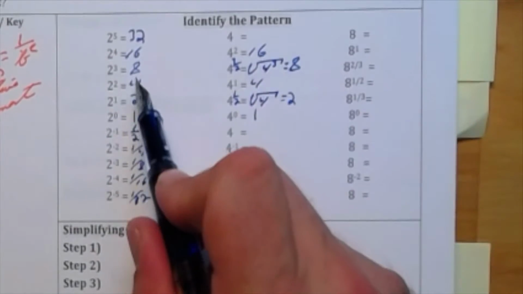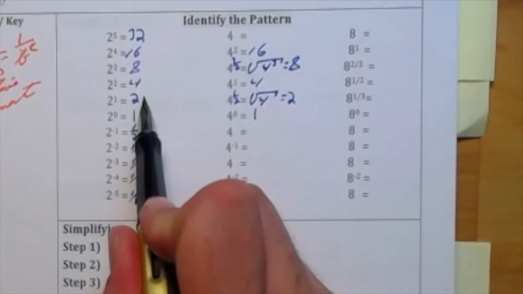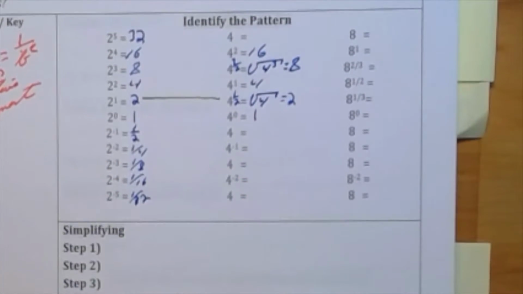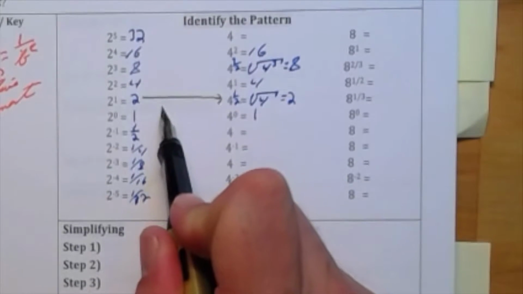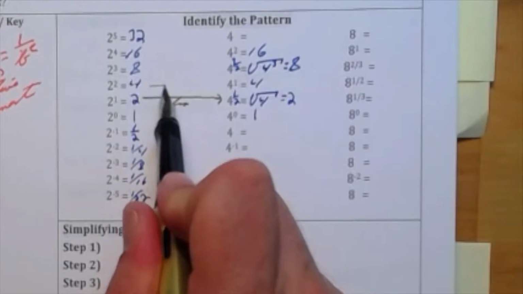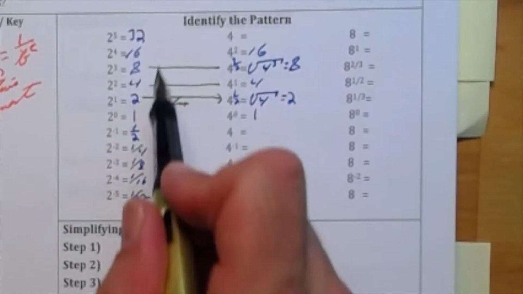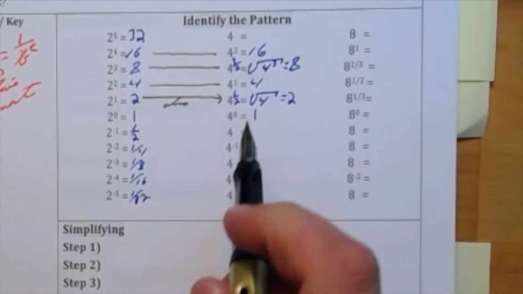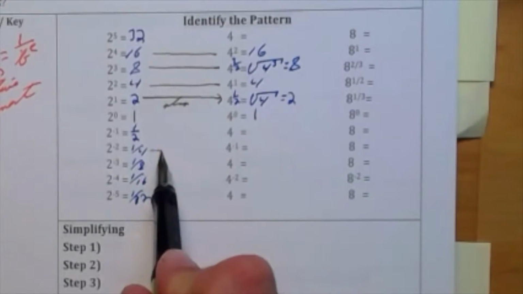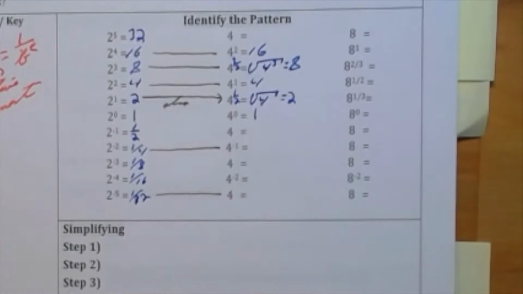At that point, I can notice some interesting correlations. 2 to the first power is 2. 4 to the 1/2 power is 2. That means if I had to write the number 2 as an exponent, I can write it as 2 to the first power or 4 to the 1/2 power. Similarly, 8 is 2 cubed or 4 to the 3/2 power. What does this mean about following the pattern with other numbers?